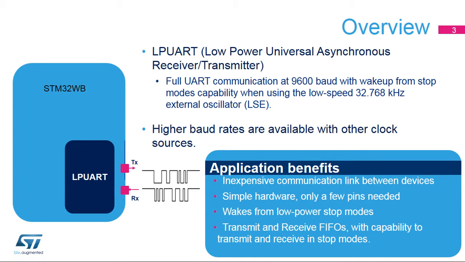The low-power universal synchronous asynchronous receiver, or LPUART, provides full UART communications at 9600 baud when the LPUART is clocked using a low-speed external 32.768 kHz oscillator, or LSE. Higher baud rates can be reached when it is clocked by clock sources different from the LSE clock.